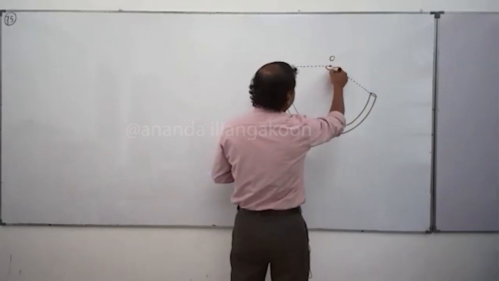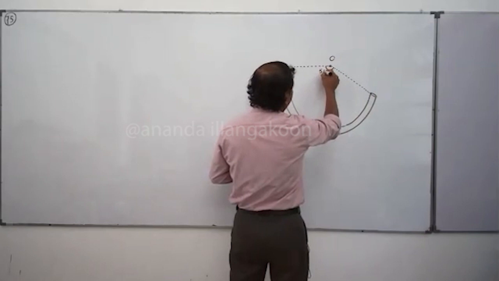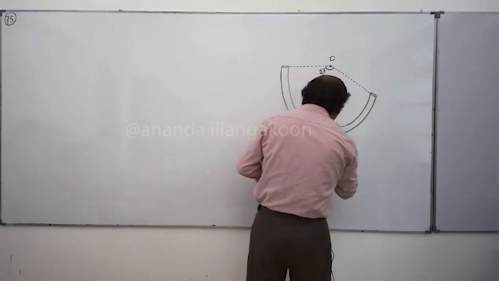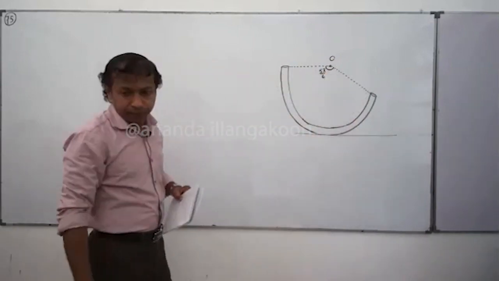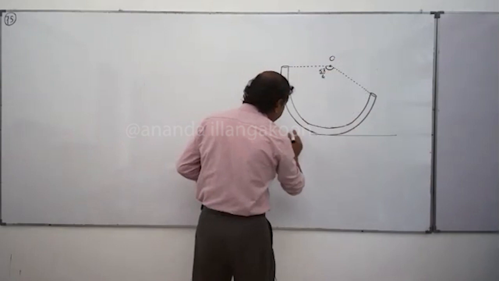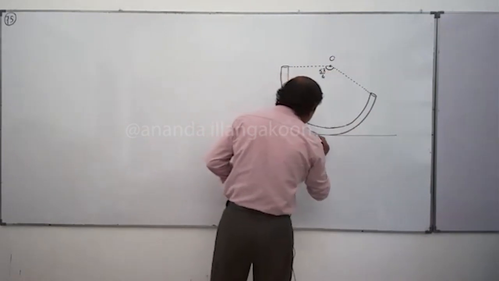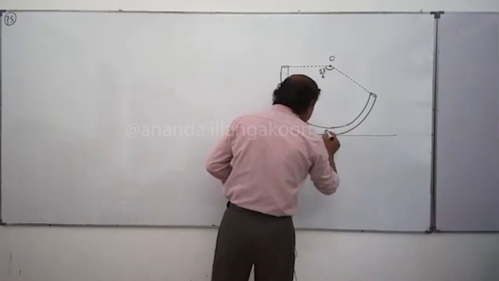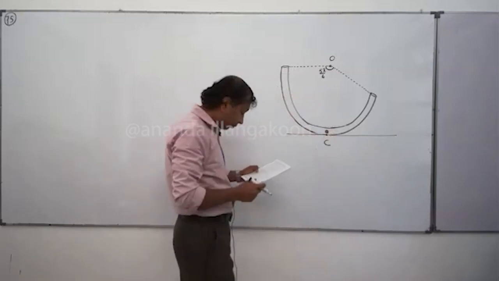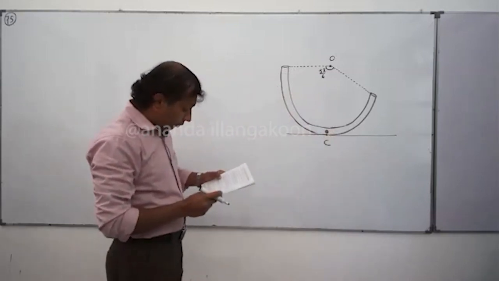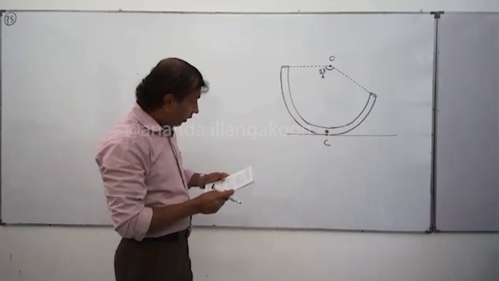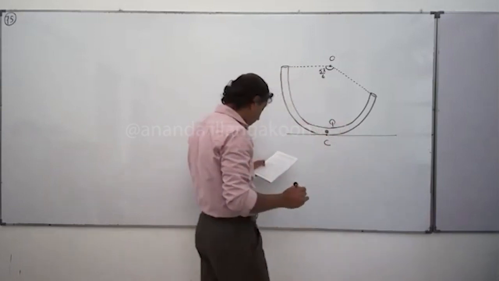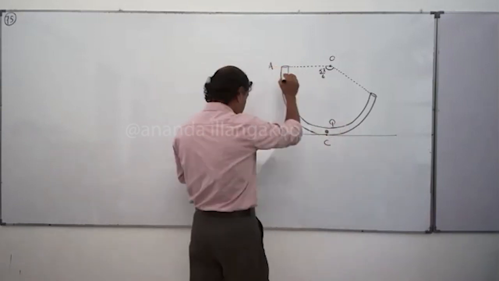Angle 5 pi by 6, it is 150 degrees. Lowest point is C. At point C there is a stationary particle Q which has mass m. Here is A, this is B.